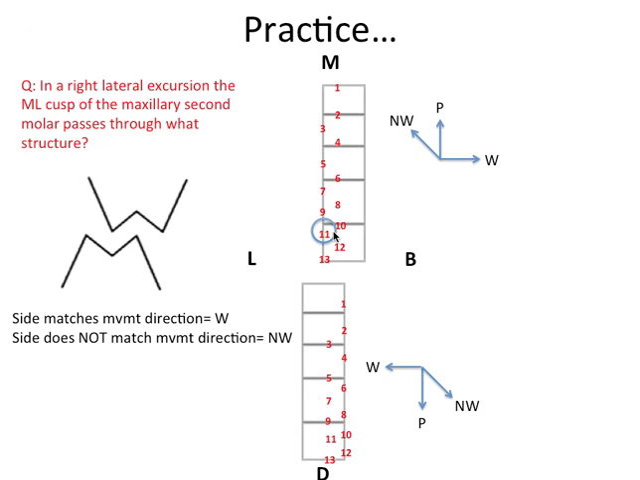The next thing we're going to do is find where it occludes in the opposing arch. So we'll circle number 11 down here. And the last thing to do is determine the movement. Because we're moving to the right, and this is the right side of the mouth, that means the side matches the movement direction. So it's going to be a working movement, and we can draw in our working arrow.